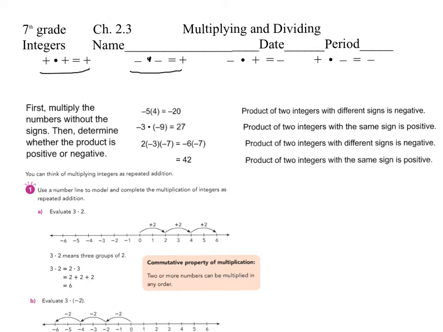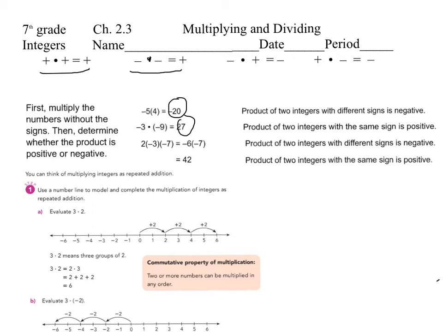Okay? So now it says first multiply the numbers without the signs. So that's what we're always going to do. Just like here, you're going to do negative 5 times 4, that gives you 20. Then I look, the signs are different. I have one negative, one positive, so my signs are different. So my answer is negative 20. I go down to the next one. 3 times 9 is 27. Okay, now I look at my signs. Both of them are negative, so since my signs are the same, my answer is positive 27.